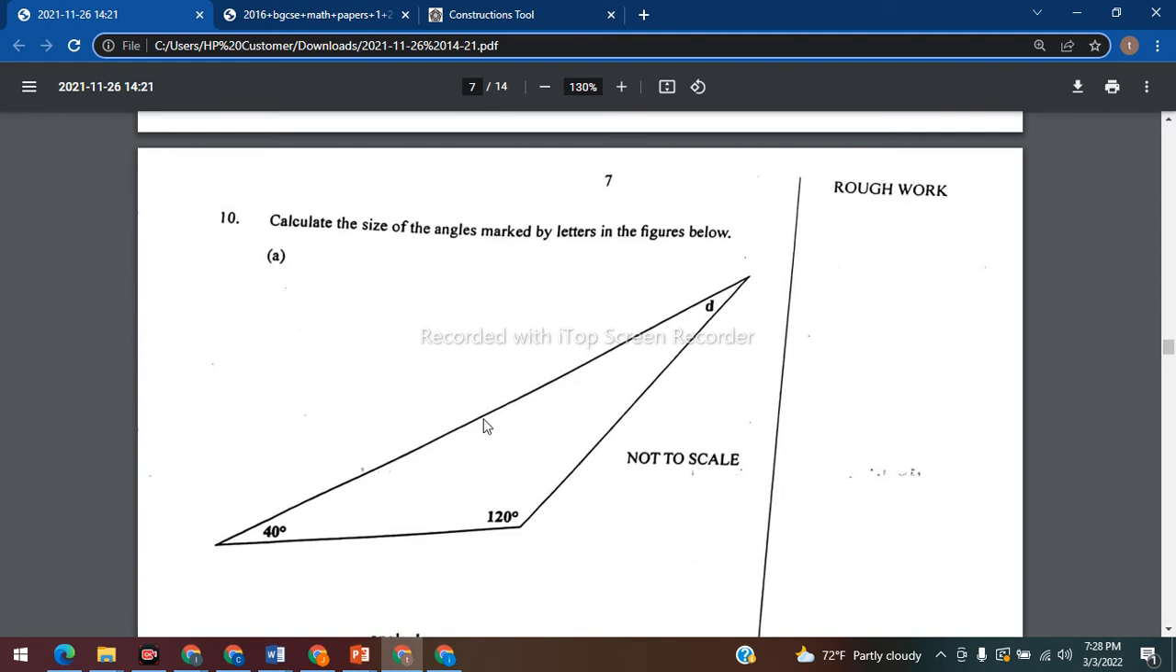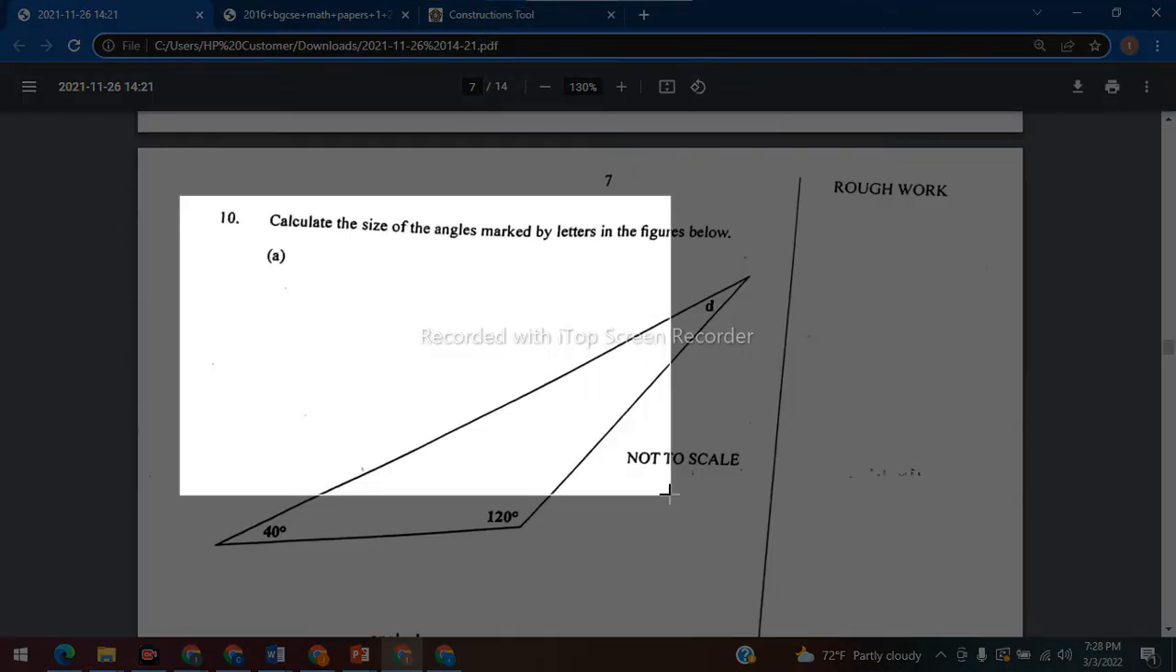Okay, so it says calculate the size of the angles marked by letters in the figures below. So the first one is D. Okay, so how do you propose that we do D? In fact, try doing D. I'll give you 2 minutes to figure out what D is.